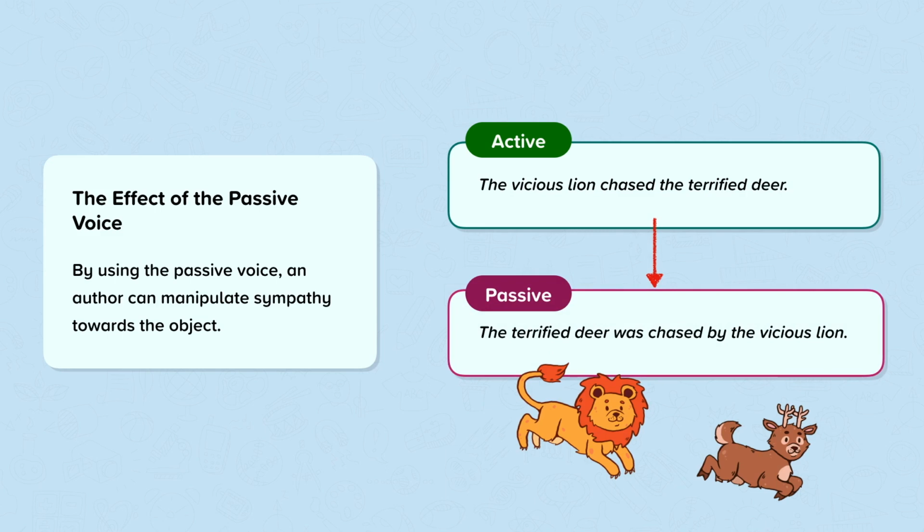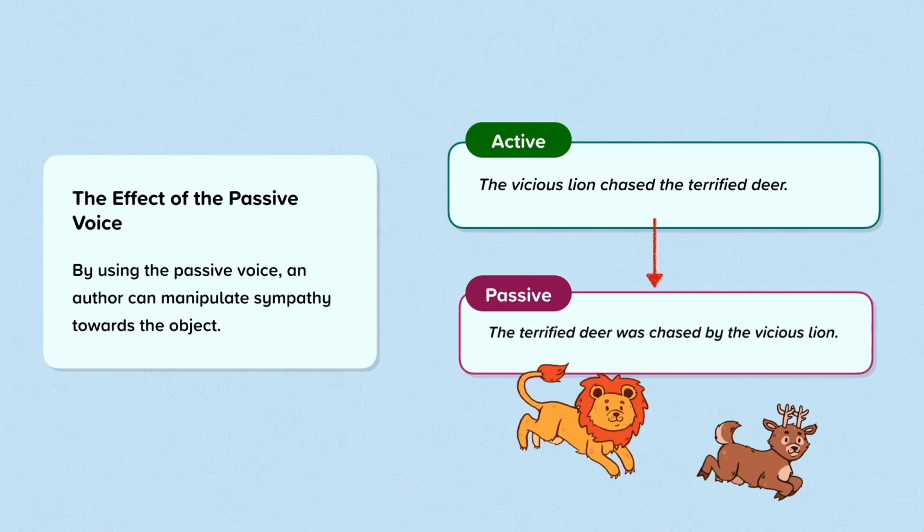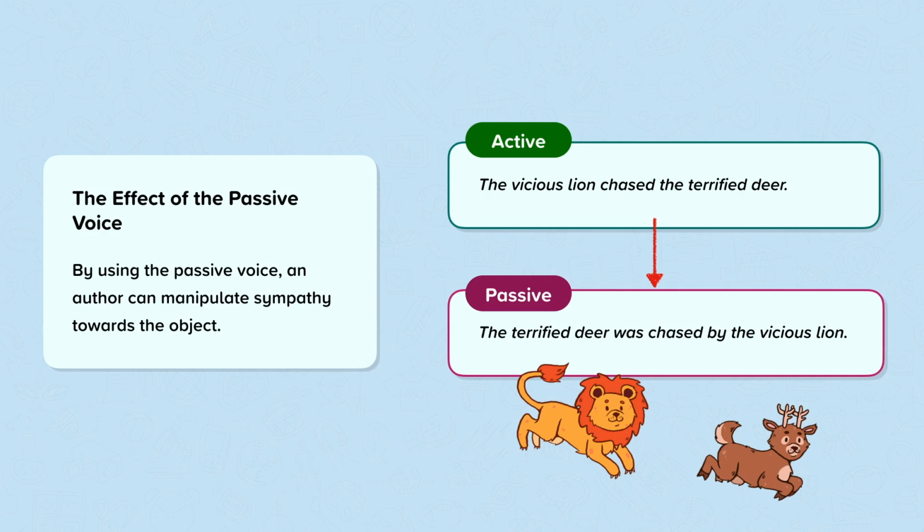These two sentences are very similar, as they use the same words, but crucially, they're in a different order. In the first example, the active voice focuses our attention on the vicious lion. However, in the second example, the passive voice shifts the emphasis from the lion's ferocity onto the deer's fear. In this case, the passive voice would be appropriate if the writer wanted to manipulate sympathy towards the deer. So the reader would feel sorry for the deer.